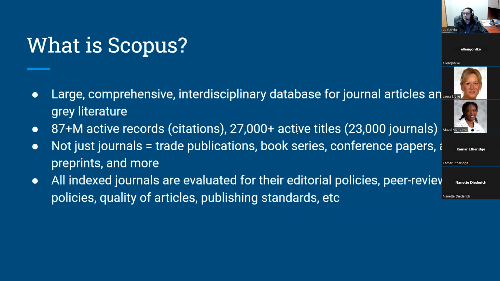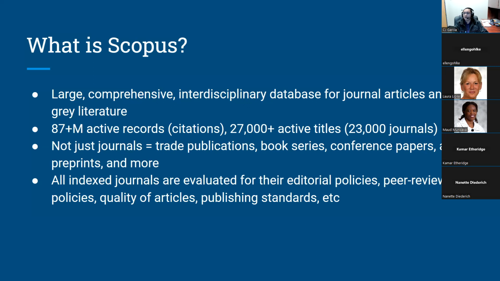And so, first of all, what is Scopus? So Scopus is a large, comprehensive, interdisciplinary database for primarily journal articles, but also a lot of gray literature. And so, to give you an idea of its scope, it has over 87 million citations, which span across 27,000 active titles, 23,000 of which are peer-reviewed journals.